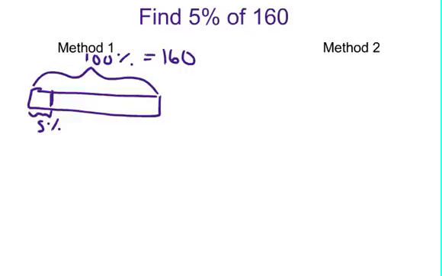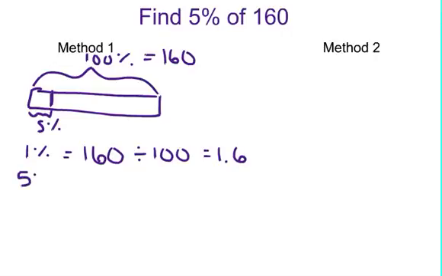First thing we want to do is find out what 1% would equal. So in order to find what 1% would equal, we would do 160 divided by the 100%. And you would get 1.6. Now that we know what 1% equals, we can find out what 5% equals by multiplying 1 6/10 times 5, the 5%. When you multiply, you find that your answer would be 8. So 5% of 160 would equal 8.